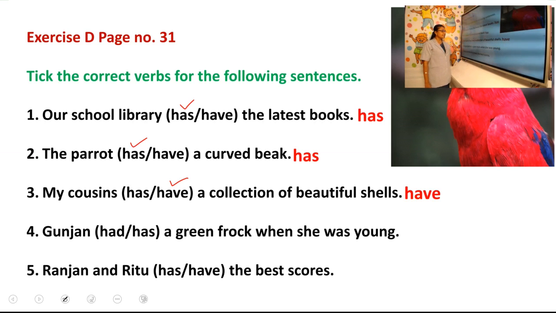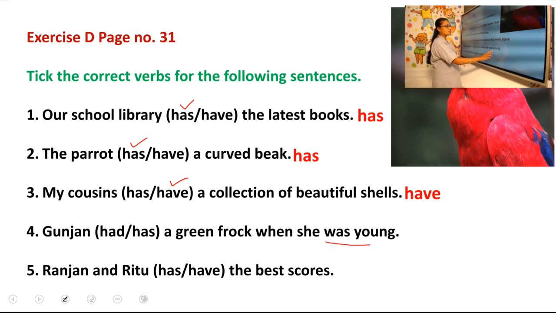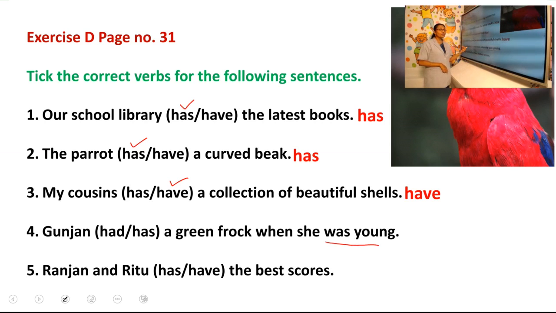Gunjan had or has a green frock when she was young. See this sentence, the sentence is in the past tense. She was young. When she was young, Gunjan has or had, which is the past tense form? Very good, had is the past tense form. Gunjan had a green frock when she was young. So the sentence is in the past tense, so we have to use the past tense form, that is had. Clear?